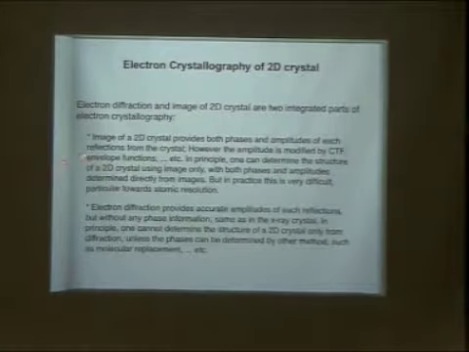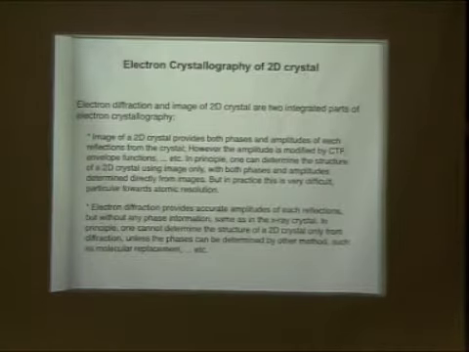For the imaging, what you get is both phase and amplitude from each diffraction spot, because if you Fourier transform the image, you get both phase and amplitude. However, in imaging, the phase and amplitude are modified by the contrast transfer function and the envelope function, all these things. In principle, one can determine the structure of a 2D crystal using images only.